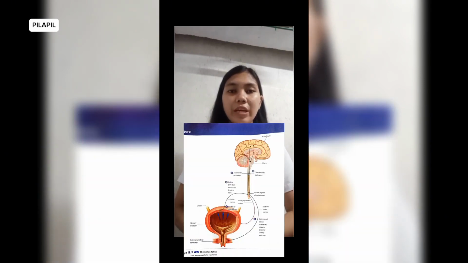The role of maturation reflex by higher brain centers.